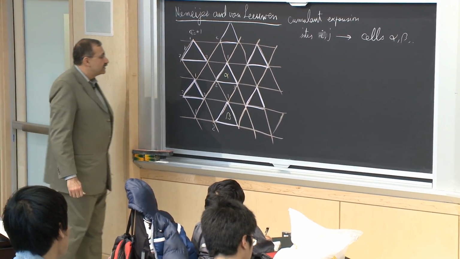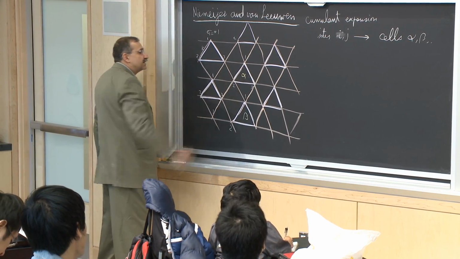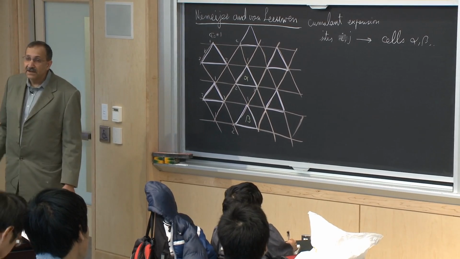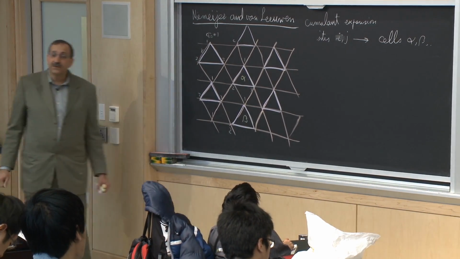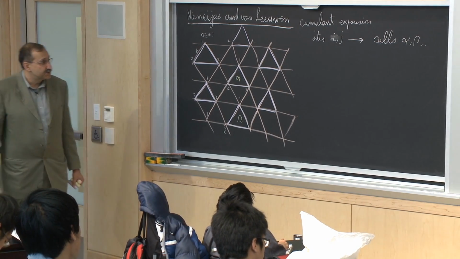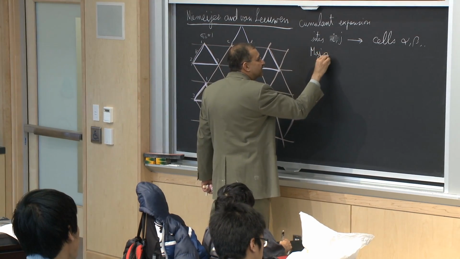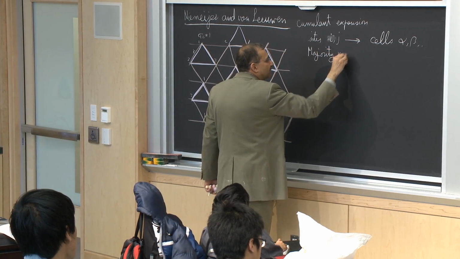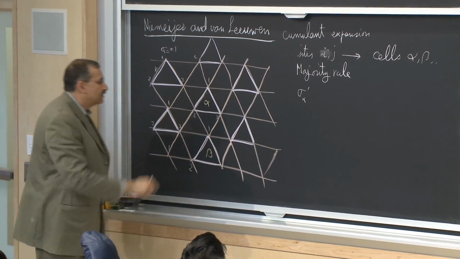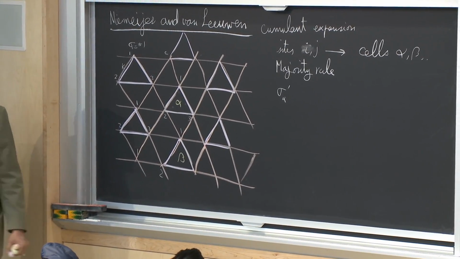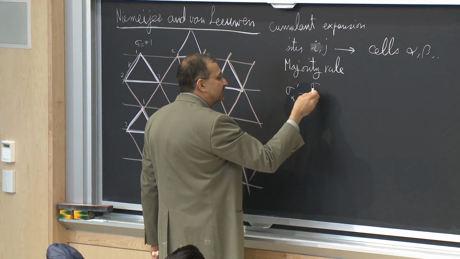Now, the idea of Niemeijer and van Leeuwen was that to each cell, we are going to assign a new spin that is reflective of the configuration of the site spins. So for this, they proposed the majority rule. Basically, they said that we call the spin for site alpha to be the majority of the site spins.